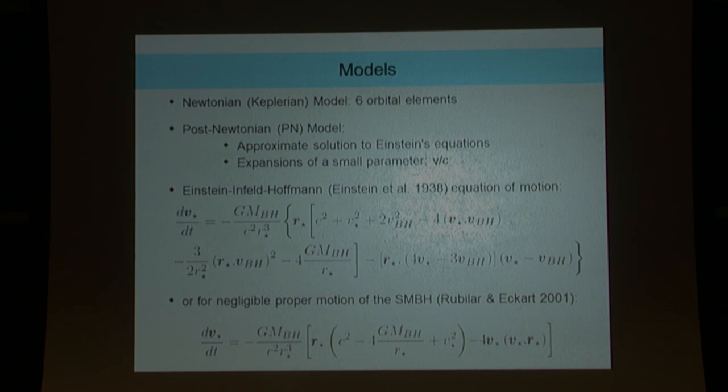Then the models we applied: we used the Einstein-Infeld-Hoffmann equation to model the motion of the stars. And that includes the drift motion of Sgr A*, both in position and in velocity. And it collapses, if you say Sgr A* is compact, to the formula that we used already in Rubilar and Eckart in 2001.